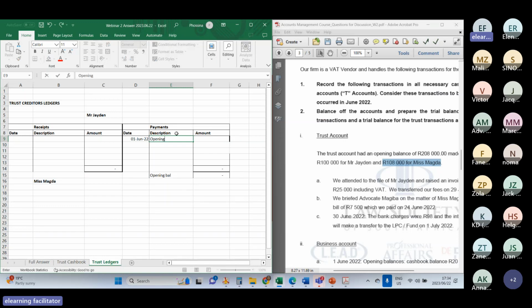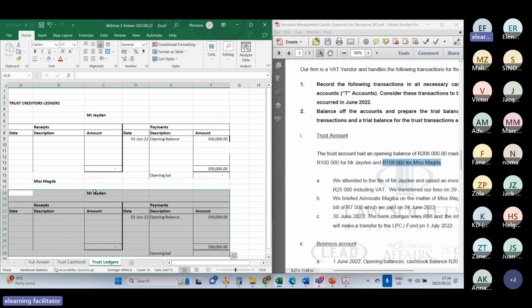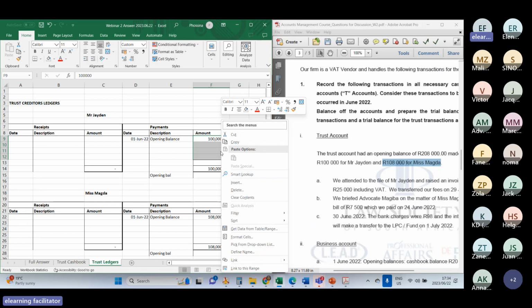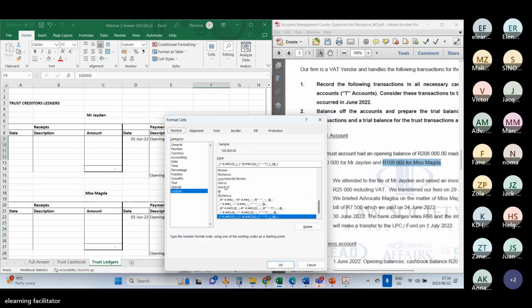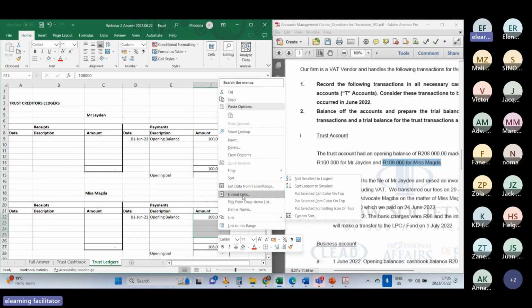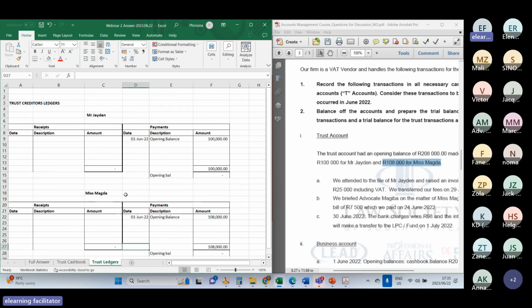And then it's an opening balance. How much are we having for Mr. Jaden? 100,000. And we are also told we've got Miss Magda, so we create a ledger for Miss Magda. It's also a 1 June opening balance, and the amount is 108,000. I hope you are following and I'm not leaving you behind. I wanted to format our borders a bit so that they become neat. From there, we attend to the next instruction. This is our cash book we've recorded, and these are our ledgers.